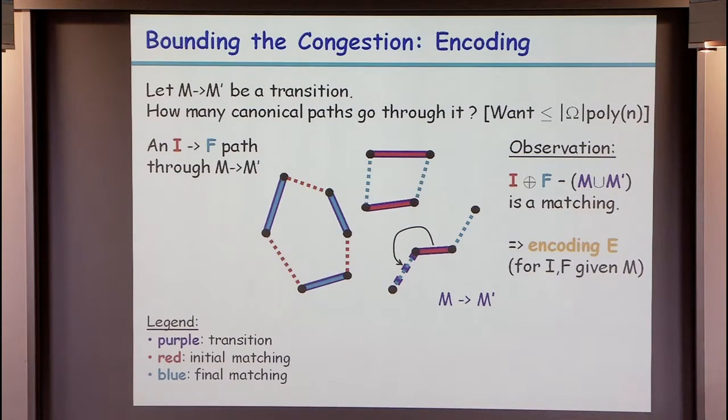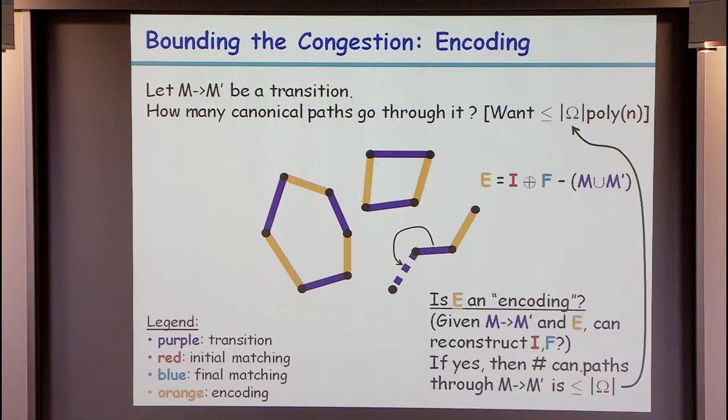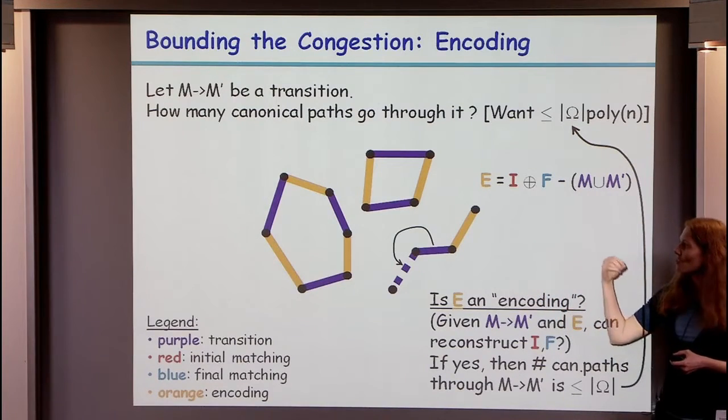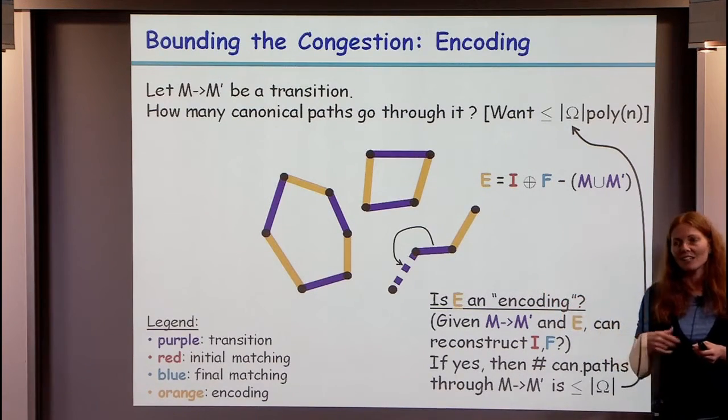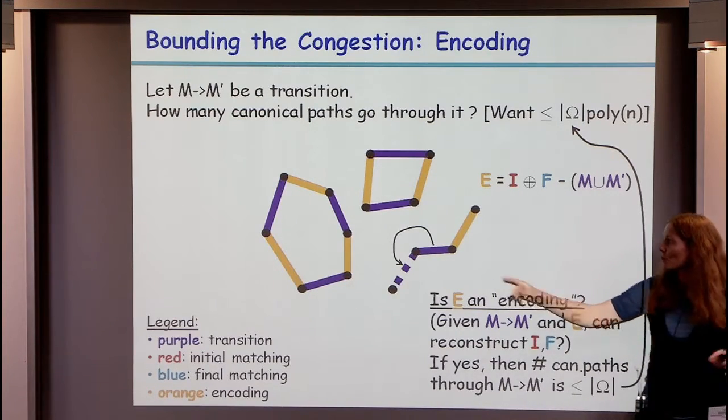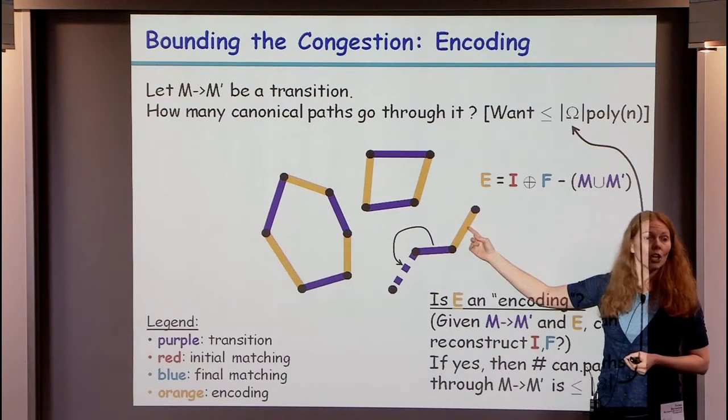Now, in what sense is it an encoding? Okay, let me highlight this. So I have this orange encoding. Well, I kind of want to say that it encodes the path that we got it from. Okay? So the situation that we have now is I know the transition, and I'm trying to figure out how many paths go through that transition. That's my purple. Now, somebody gives me this orange and says, if I give you this orange, you know there is one path that corresponds to this purple and orange combo.